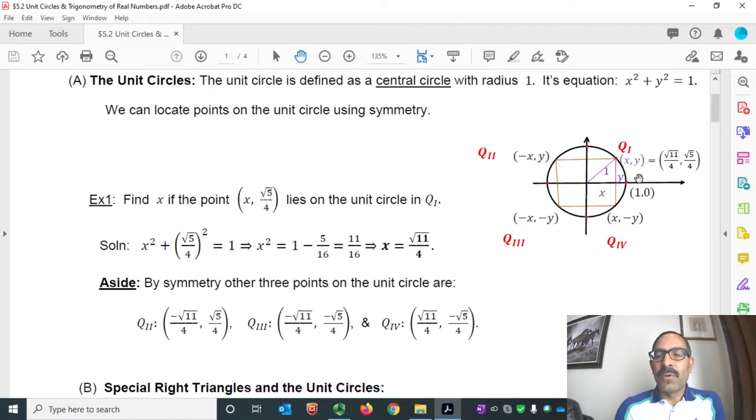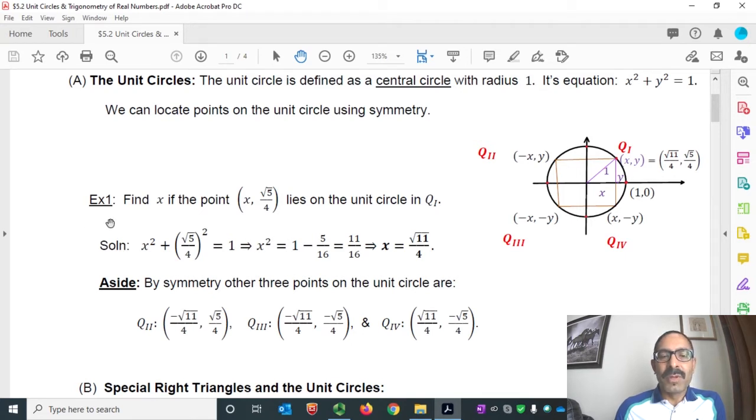So if we pick a point, let's say (x, y) in the first quadrant, then in the second quadrant, our x coordinate becomes negative. In the third quadrant, both our x and y coordinates become negative. And in the fourth quadrant, the y coordinate becomes negative.